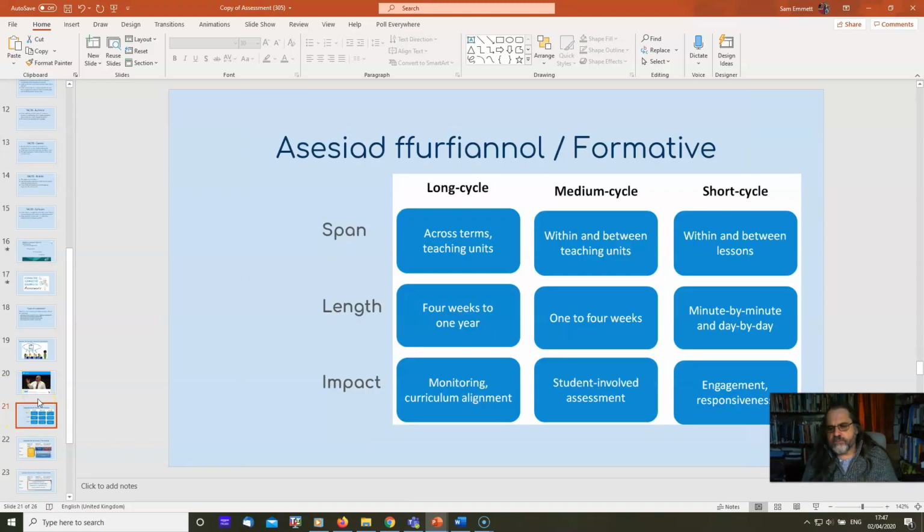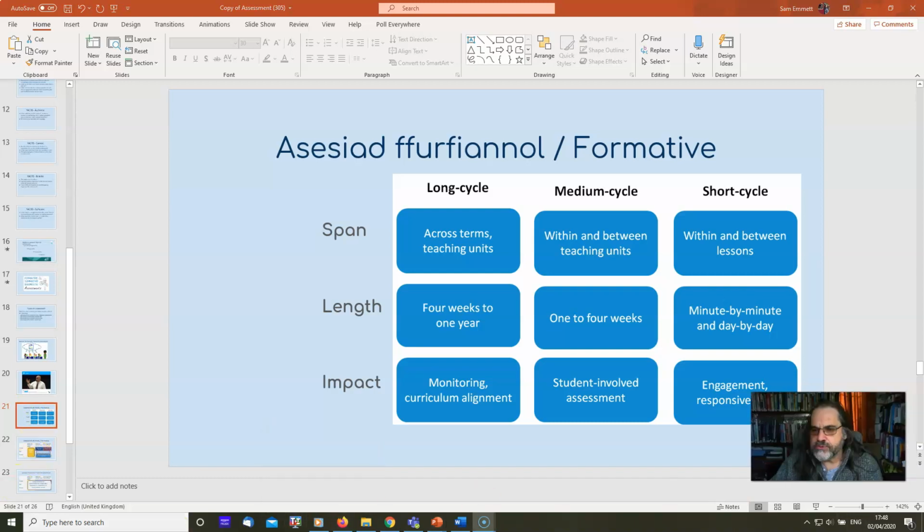Okay, so to put what Dylan Wiliam is saying there into a bit more sense, we've got formative assessment, short, medium and long cycle, and short time span, longer time span, and then looking at it from an impact point of view.